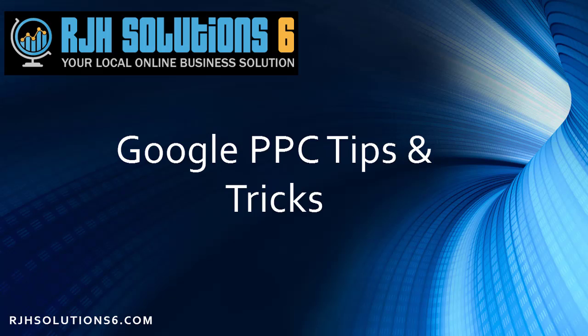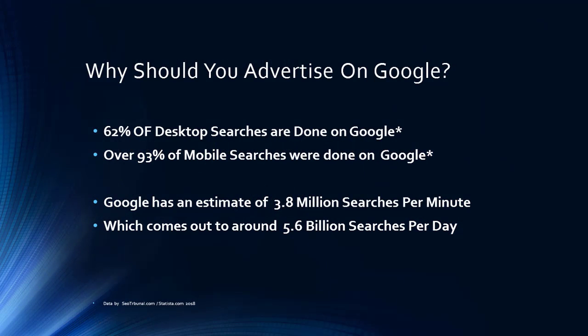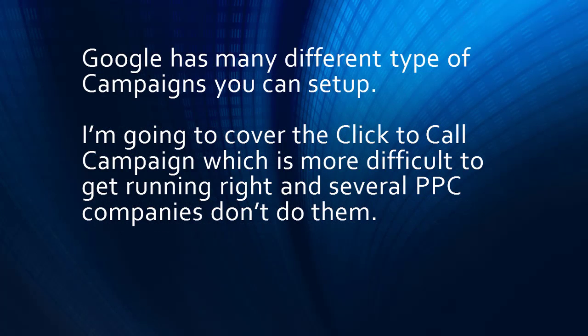Today we're going to talk about how to set up a click-to-call campaign in Google PPC. Now, why should you even advertise on Google? Well, as of 2018, Google had 62% of all desktop searches. They had over 93% of searches done on mobile, so they're probably even higher now. And Google has an estimate of 3.8 million searches per minute, which comes out to about 5.6 billion searches per day. So if you're not advertising on Google or you don't show up on Google, then you're missing out on a lot of web traffic.